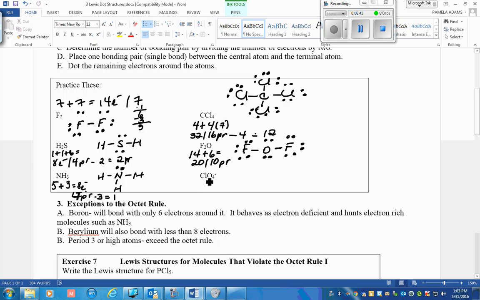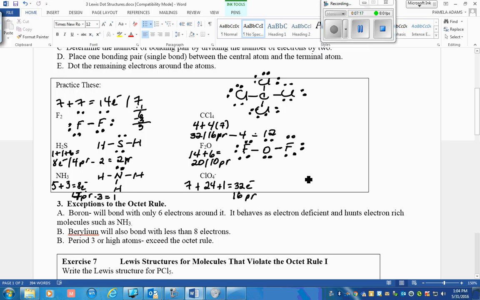pairs. Here I have the perchlorate polyatomic ion. It is 1 chlorine and 4 oxygens. The chlorine has 7 valence electrons. The 4 oxygens each have 6 for 24. And they are telling us by this charge that 1 electron has been added for a negative charge. That's a total of 32 electrons, or 16 pairs.